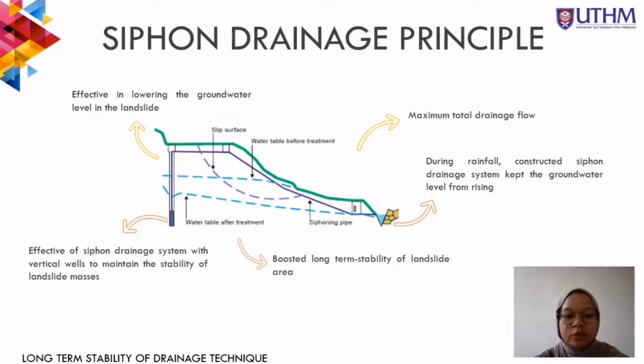with a minimum total drainage flow ranging from 3 cm per hour to 7 cm per hour, but it was projected to range between 10.94 cm per hour and 915.05 cm per hour during the slope failure. And during the rainfall, the constructed siphon drainage system kept the groundwater level from rising. The siphon drainage boosts the long-term stability of landslide areas significantly, according to a series of slope stability calculations conducted in a steady state seepage condition.